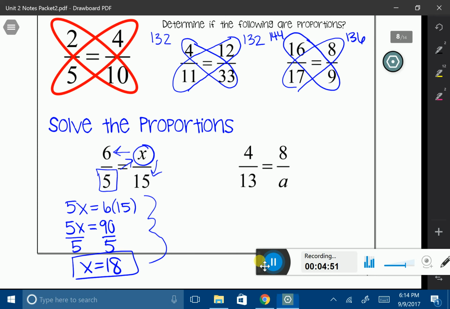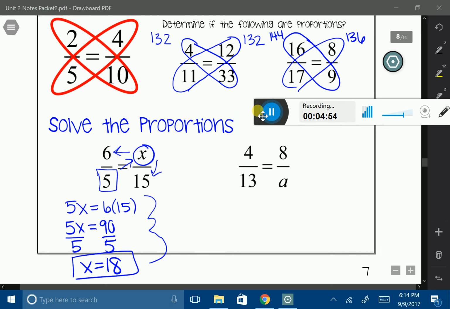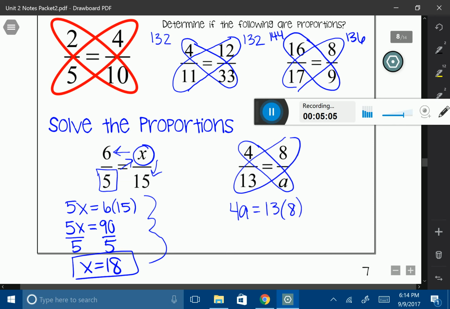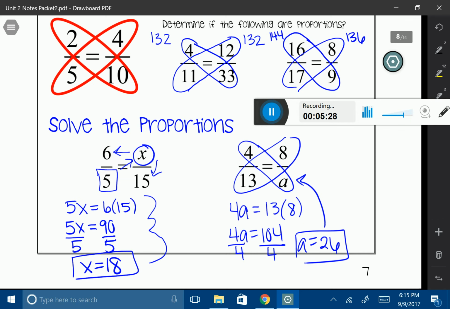So let's do another one. I'm going to show you the math, and then we'll do it using the trick. The math has us doing our cross products, so I have 4 times A equals 13 times 8. Now, 13 times 8 is 104. So 4A is equal to 104. Then I divide both sides by 4, and I get A is equal to 26. That's the only number that will make those two ratios equal and make this a whole proportion.